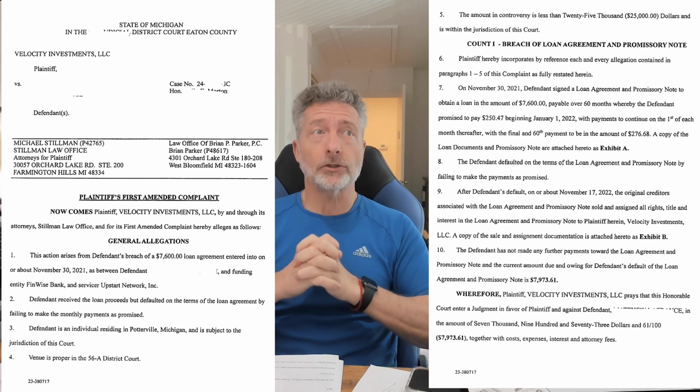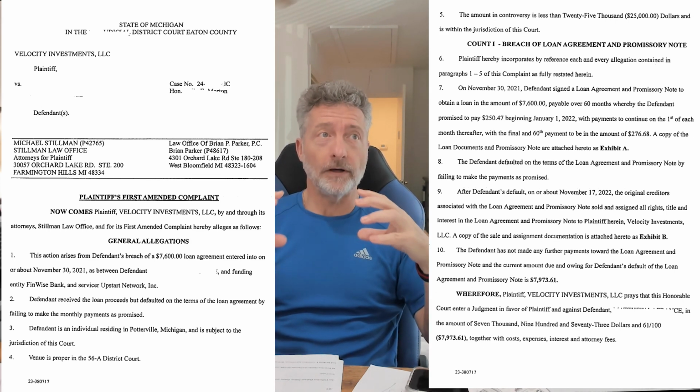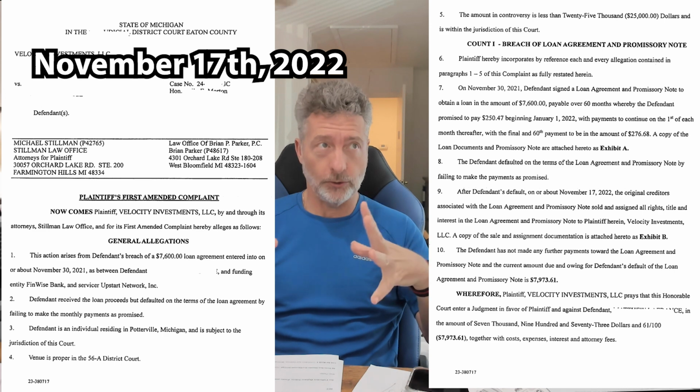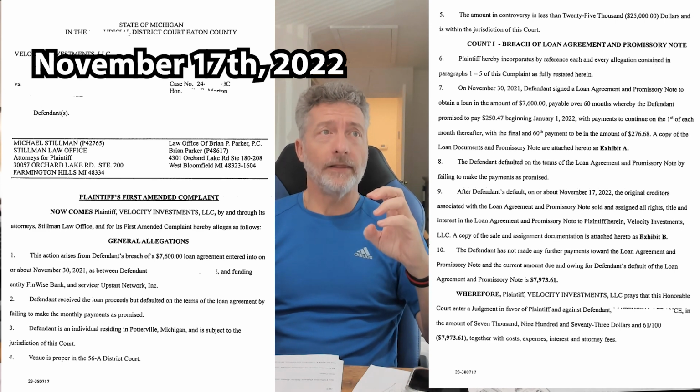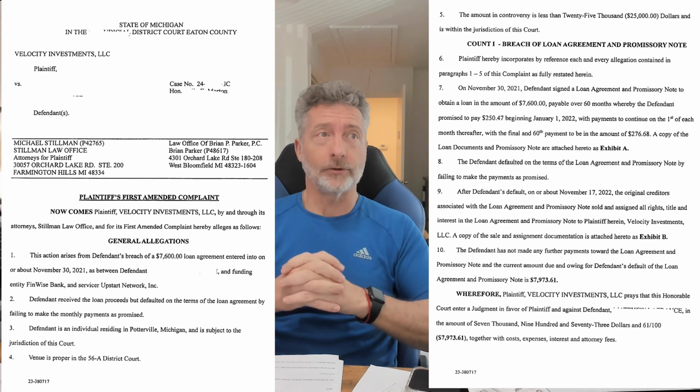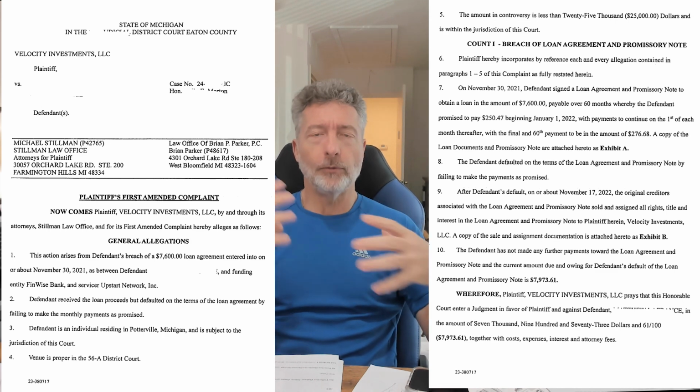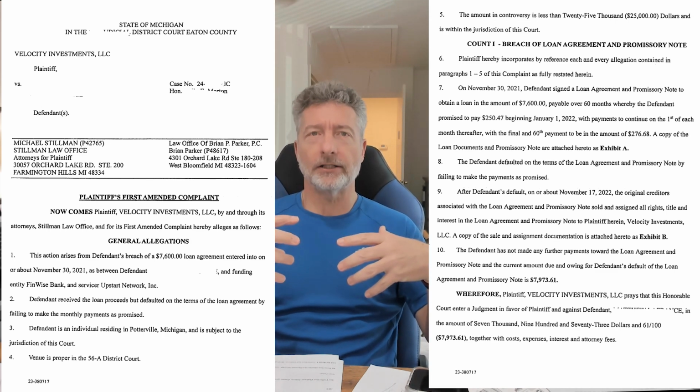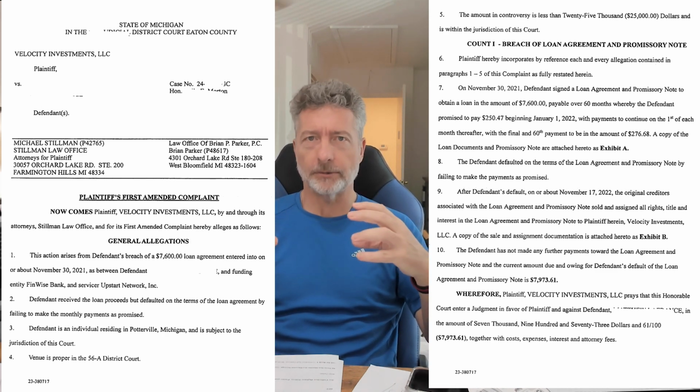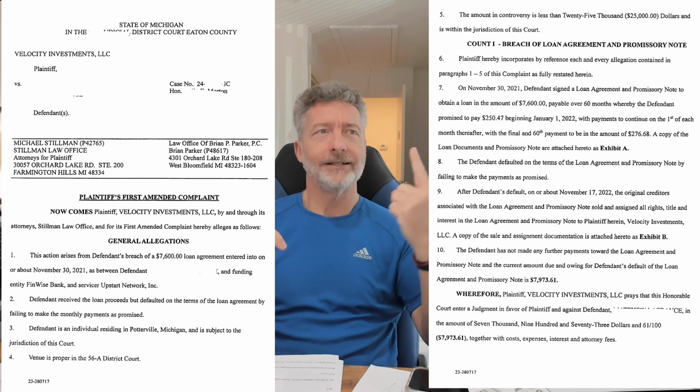And the original creditors, they started this thing November 17th, 2022, when they, I guess, got the loan agreement. So the plaintiff is saying more than one creditor. The original creditors associated with this loan agreement and promissory note, there's only one. And that is FinWise Bank.